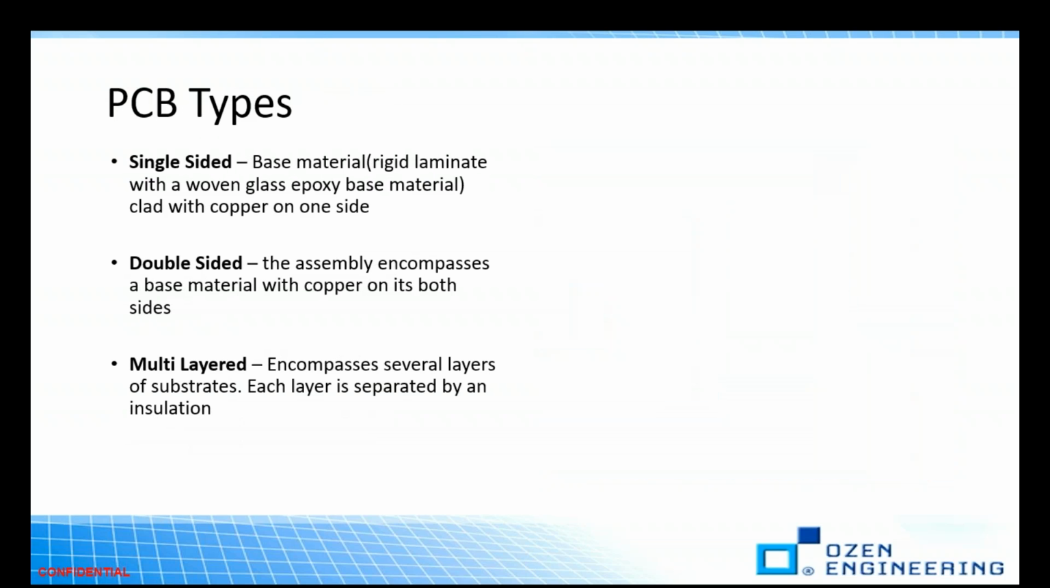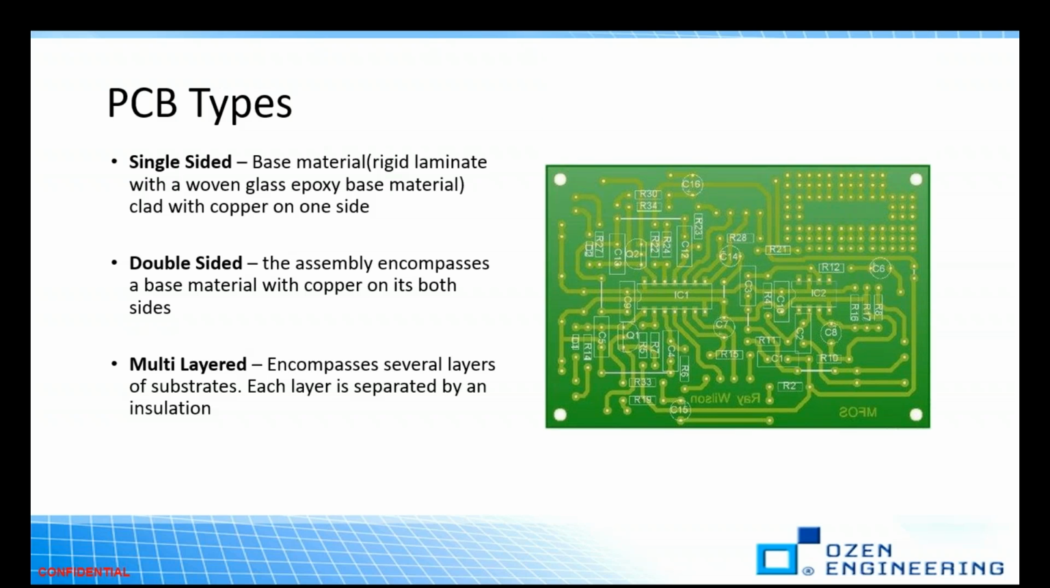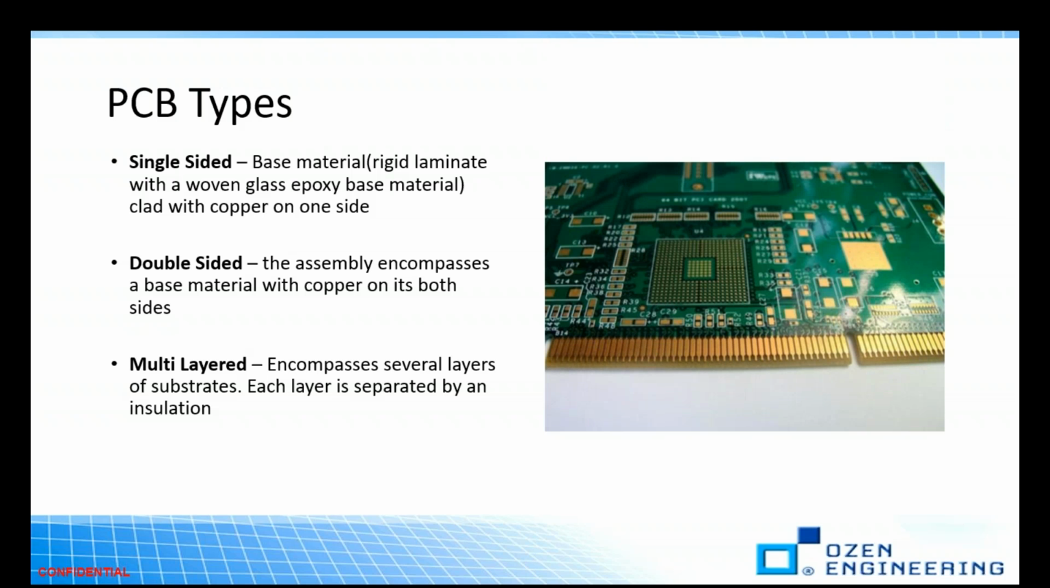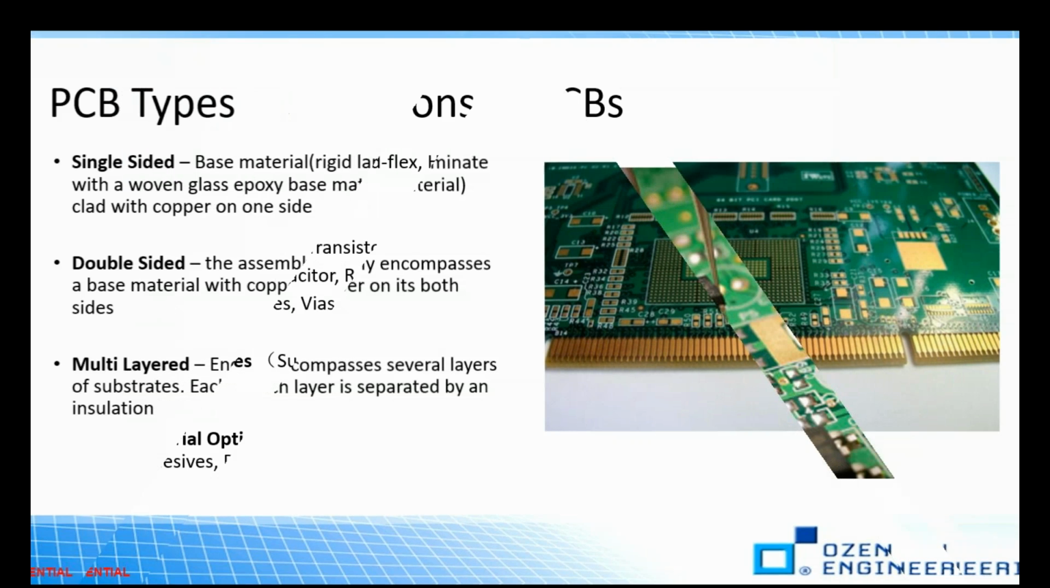In terms of different types of PCBs, we have single-sided PCBs, whose base material is rigid laminated woven glass epoxy clad with copper on one side. We have double-sided PCBs, which encompass a base material with copper on both sides, and also the more comprehensive multi-layered PCBs.